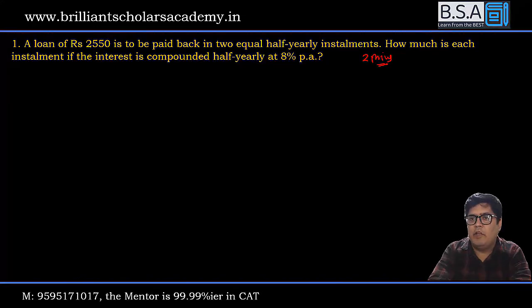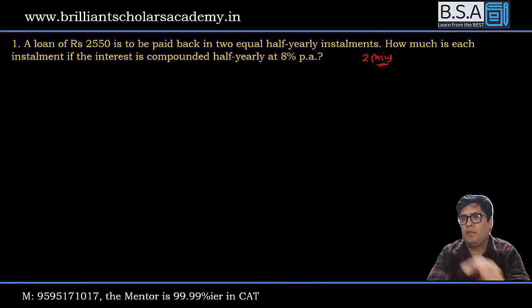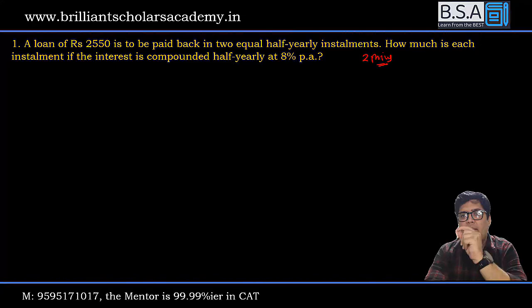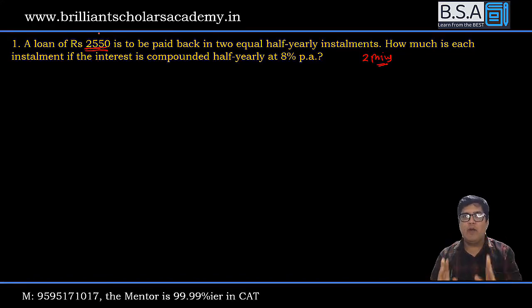Now I am looking at two different answers. See, the payment value has to be more than half of this. Keep that in mind. The payment value must be more than half of this because you are paying in two equal halves. Half of this number is somewhere around 1275. So the installment has to be more than 1275 for sure.